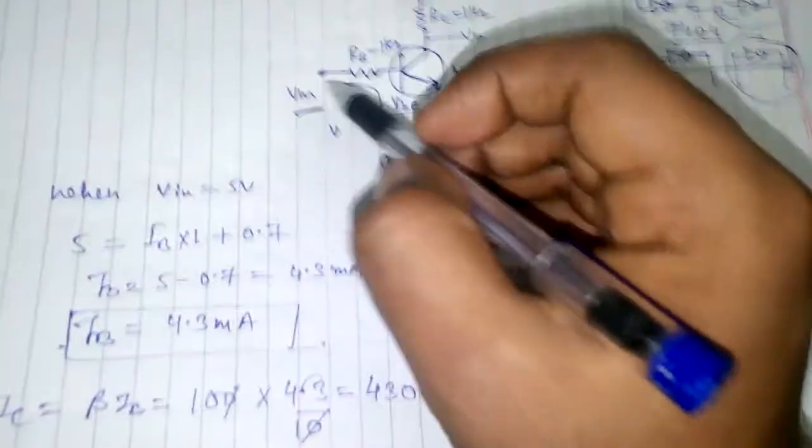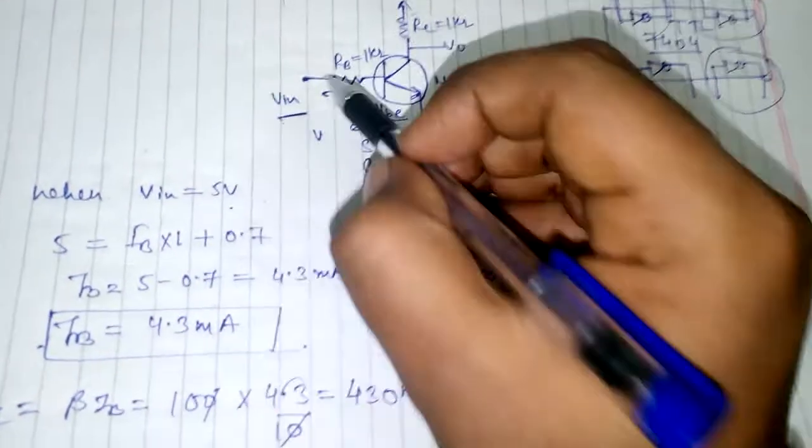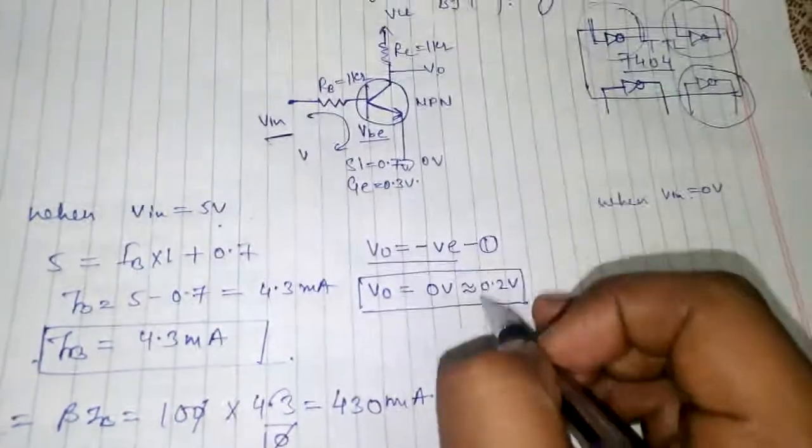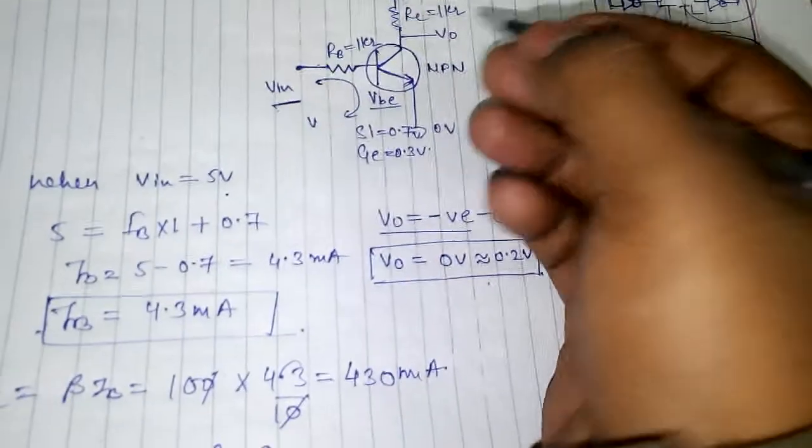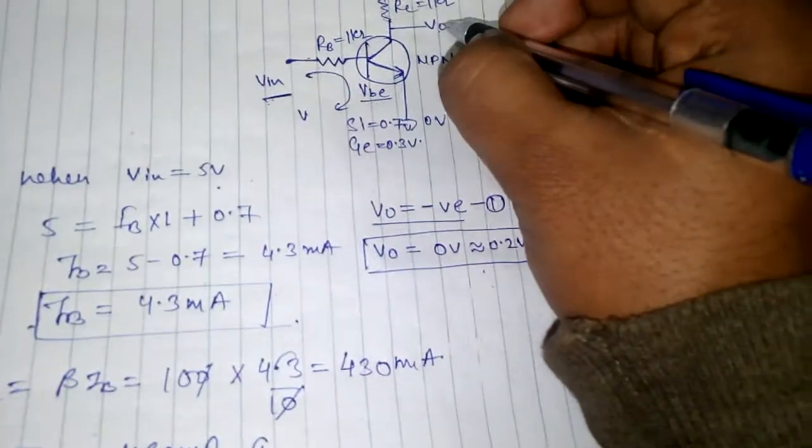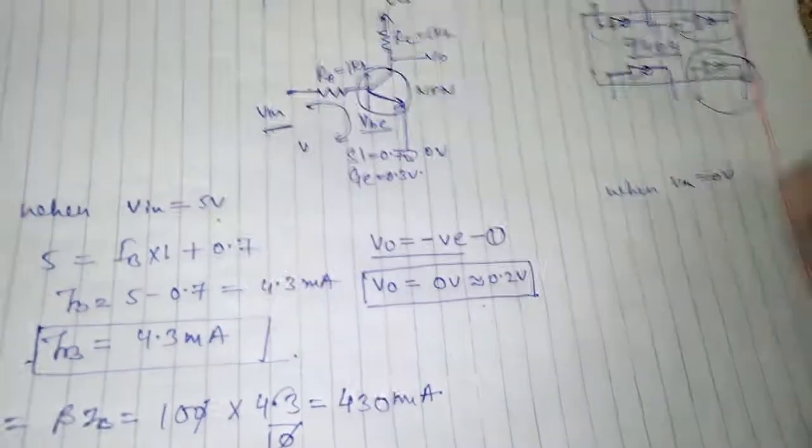So we have seen that when the input is high, we get the output 0 volt. Whatever the voltage here, this circuit will invert it. Here we are giving 5 volt, it is inverted, and we are getting the output 0 volt.